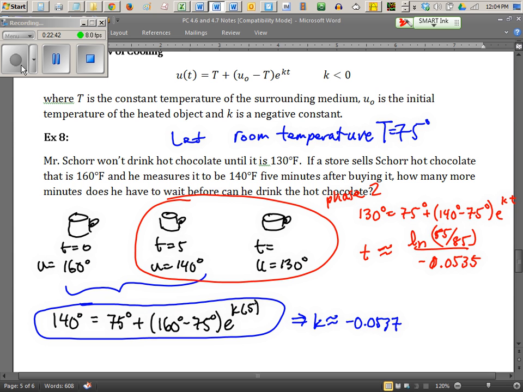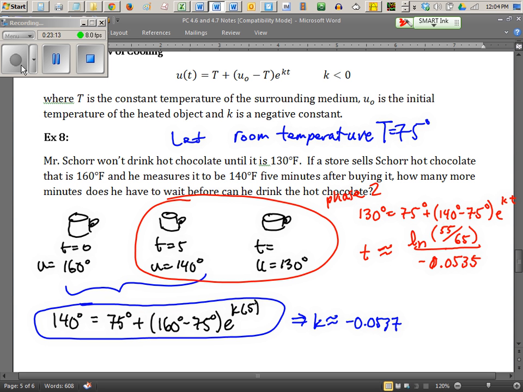Yeah, we're going 130 minus 75 is 65. No, it's not, it's 55. I have 55. It was 65 before. Okay, so I'll fix it here. So this fraction should be 55 over what? Over 65, thank you. Okay, so you've got subtraction, division, ln, division.